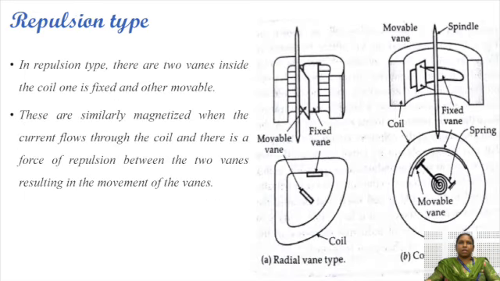In the repulsion type, there are two vanes inside the coil, one fixed and the other movable. It can be of radial type or coaxial type. The picture is shown here. These vanes are similarly magnetized when the current flows through the coil, and there is a force of repulsion between the two vanes, resulting in the movement of the vane.